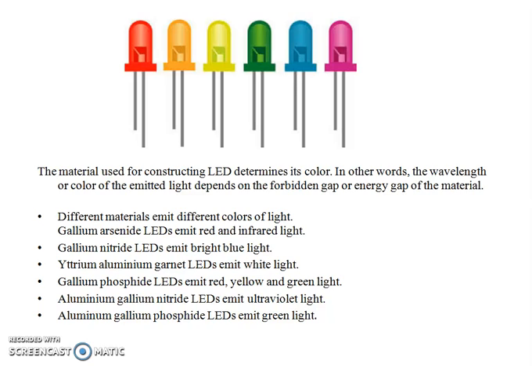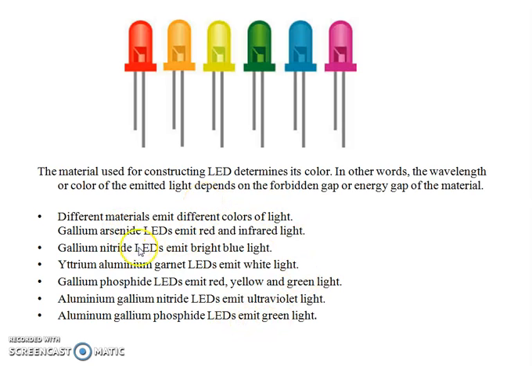There are various materials that you use. For example, for the red or the infrared, which you use in your remotes, you use gallium arsenide. Gallium nitride is used for bright blue light. If you see a blue LED, it's gallium nitride. Yttrium aluminium garnet is for white light. Gallium phosphide for various lights based on the composition. You can have aluminium gallium nitride for ultraviolet light, and aluminium gallium phosphide to emit green light. So these are all different kinds of material that you use.